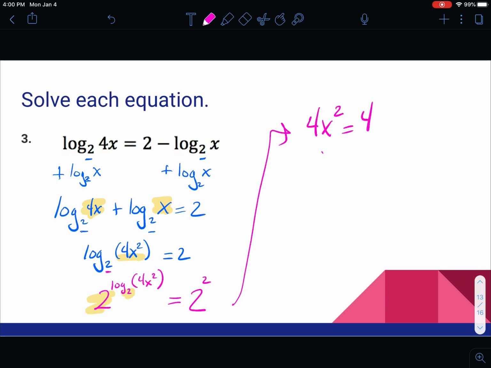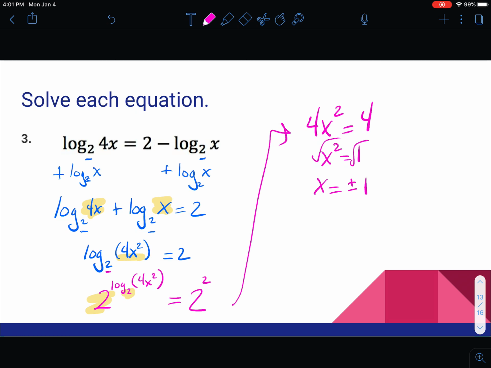We divide both sides by 4 to get x squared is 1. We take the square root and x equals plus or minus 1. It's a quadratic. We have 2 possible solutions here. Now we need to go ahead and check our solutions.